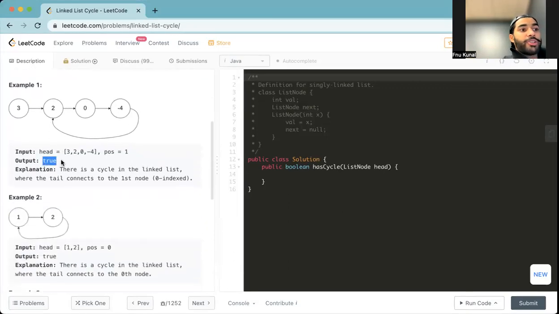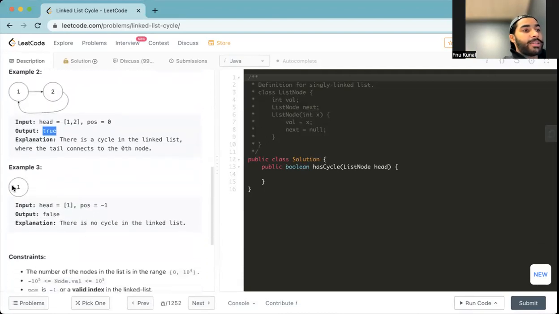And the answer is true. Yes, there is a cycle. And for example, here 1 and 2, yes, true, there is a cycle. Let's see if there is any other example here. There's only one element. If we have only one element, or if we have a null element, there would be no cycle, because one element cannot have a cycle with any other element. So for a cycle, we need at least two elements. So that will be our base case as well.